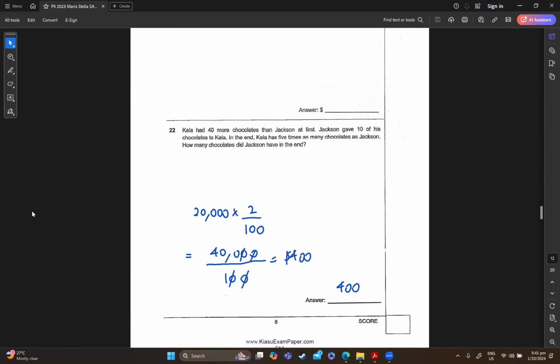Okay, question 22. So Carla had 40 more chocolates than Jackson at first. So Jackson, being the one who has less, still gives Carla 10 chocolates. So in the end, now Carla has 5 times as many chocolates as Jackson. So this is how you can draw the model.